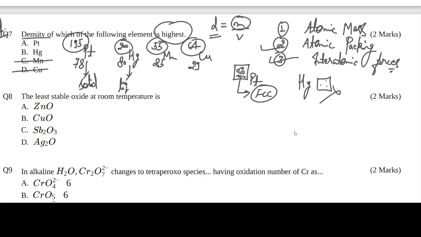Interatomic forces: in platinum, due to the solid state FCC structure, interatomic forces are higher, but in mercury the interatomic forces are lower. So that's how we do the first option. Platinum is the highly dense element in all these choices, right? So let's move to the next question. These questions we will talk about later. Now let's move to the next questions.